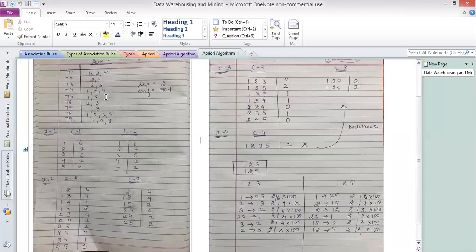What we do is we take up count. How many times has 1, 2 appeared? So 1, 2, 3, and 4 times. 1, 3 is 1, 2, 3, and 4 times. 1, 4 appears only once. 1, 5 appears 1 and 2 times. 2, 3 appears 1, 2, 3, and 4 times. Similarly, you calculate it for 2, 4, 2, 5, 3, 4, 3, 5, and 4, 5. So here is the count mentioned.